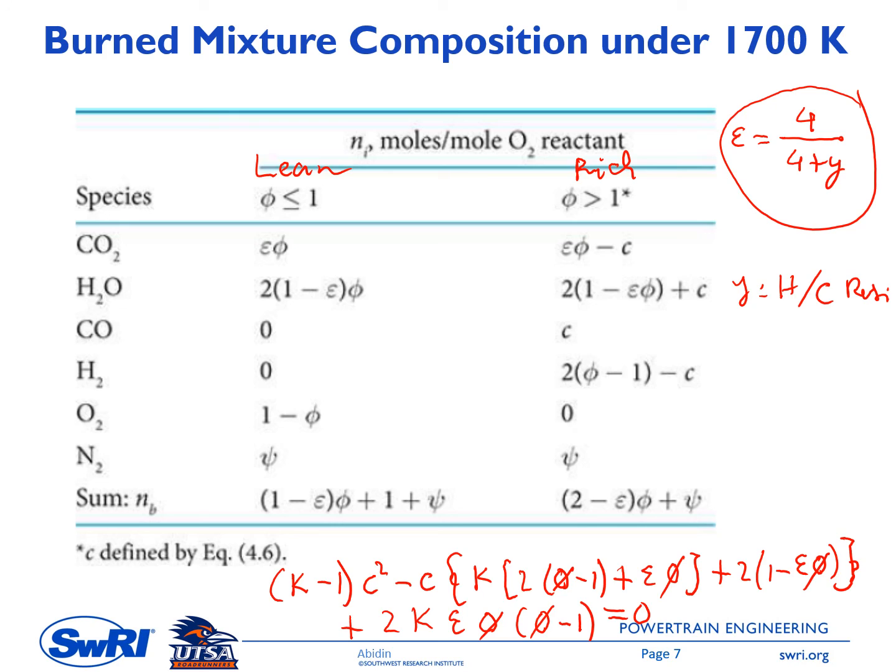And next one here for CO, if it is lean, we don't have CO, so it's equal to 0. Hydrogen as well, it's equal to 0. And then you have oxygen for lean, which is 1 minus phi. But for a rich mixture, we don't have oxygen.